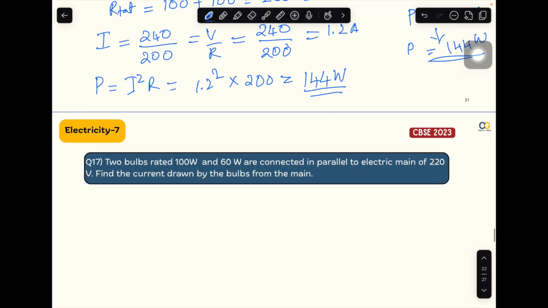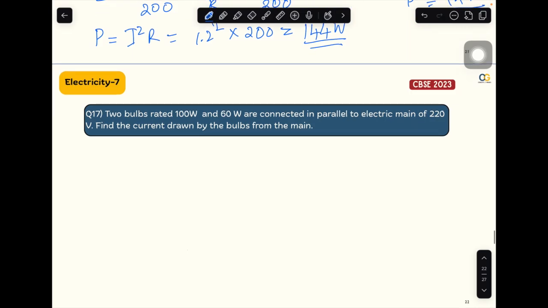Now let us see what happens if it's connected in parallel, just to get a trick, because this was also asked in one of the years. So now here there are two bulbs which are rated. One bulb is 1000 watt and one more bulb is 60 watt, and they are connected in parallel to the electric main of 220 volt.